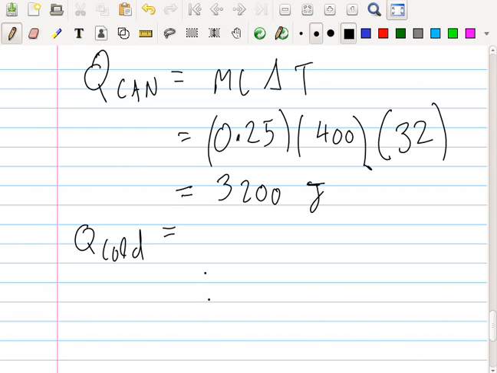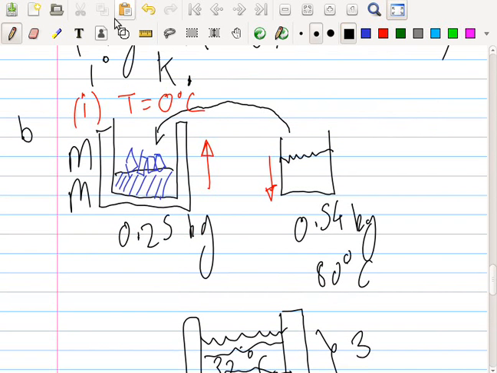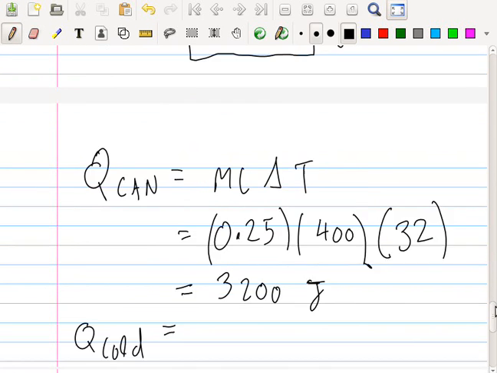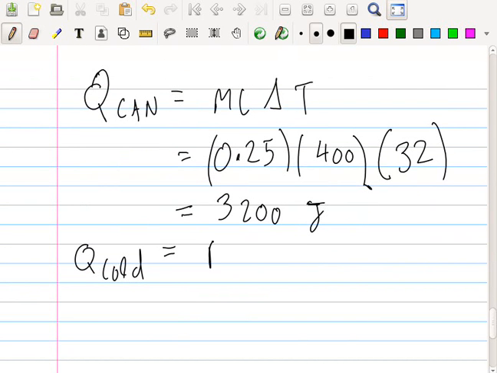So what was the mass of the cold water at the start? No, we don't know. That 0.54 is the water you add in. So what's the m? It's just m. We don't know the mass of the water.